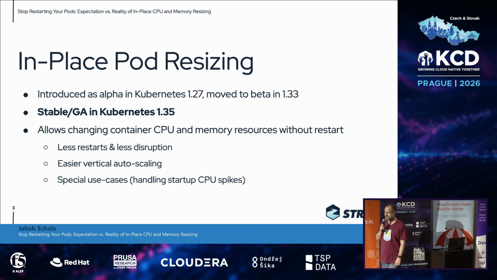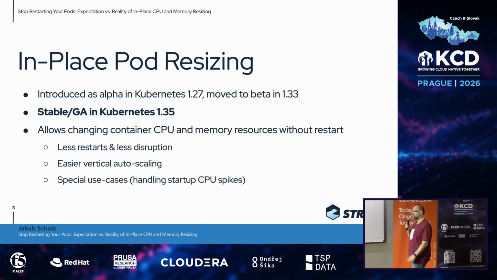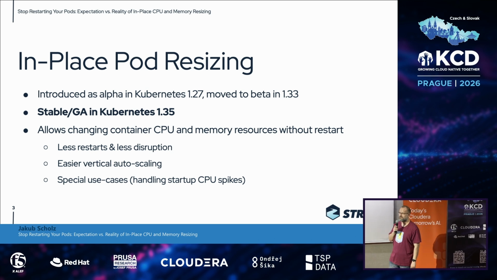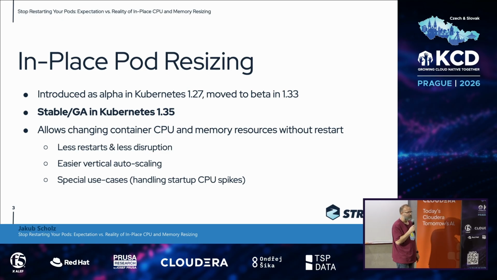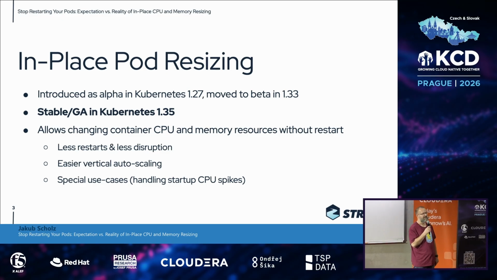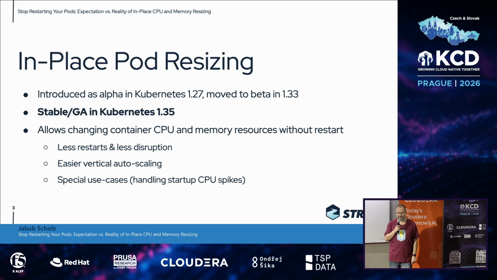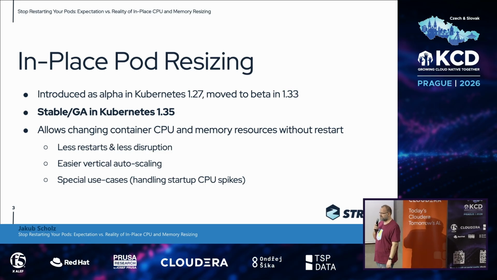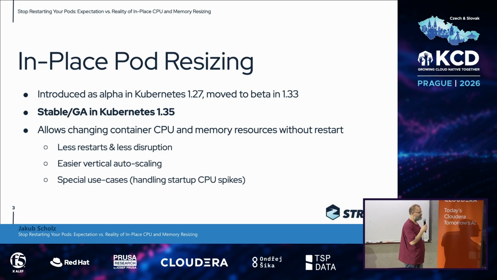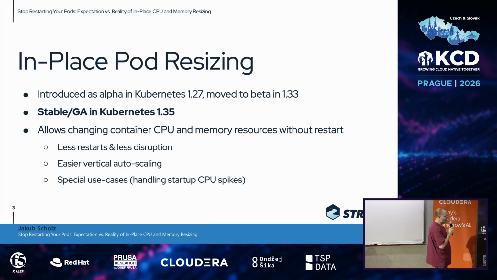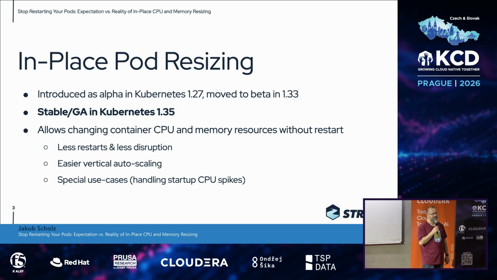So just to get started, the in-place pod resizing was introduced in Kubernetes 1.27. But what's probably most important, it moved to stable and GA in 1.35. So it's now enabled by default. You need it supported by your container engine as well, but I think it's supported in all the recent versions of CRI-O and containerd and so on. So that should not be a problem.